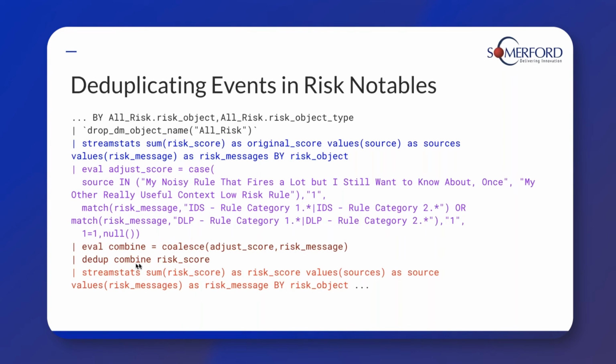Then what we do is we dedupe on combine and risk score. So if that risk score is 1 point or 10 points or whatever, we're only going to count that 10 points once, essentially, which is what we're doing there, rather than 1,000 times. And then we stream stats it to grab all that data back so that we can present back what we need to present back and get that sum of that risk score. So that's how we do that, okay? That's how we can deduplicate events in the risk notables.